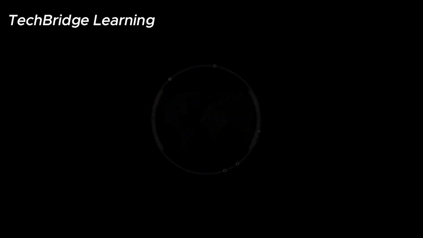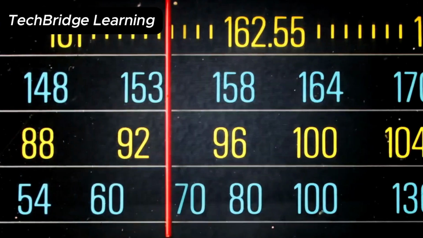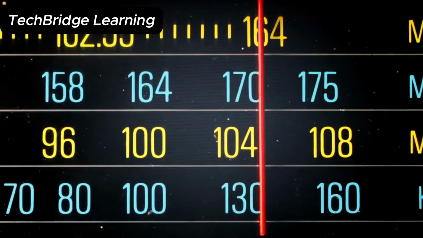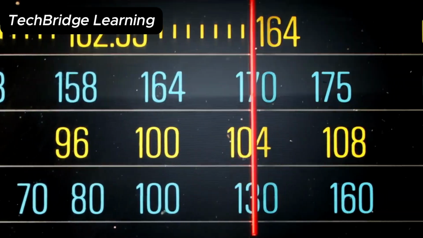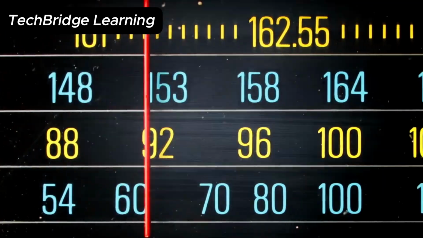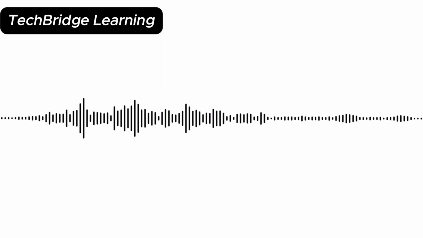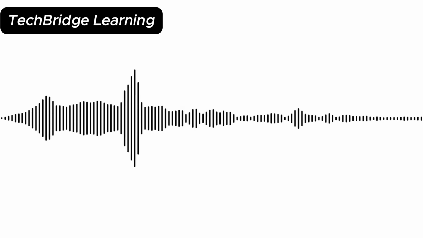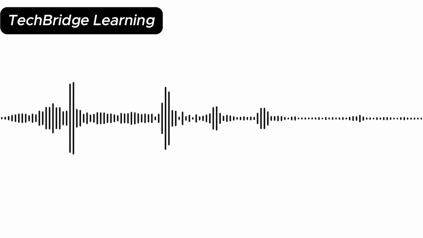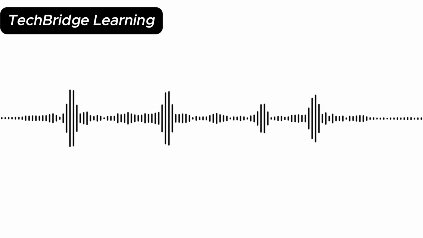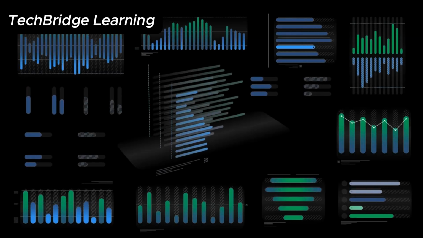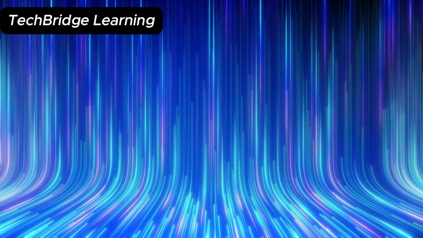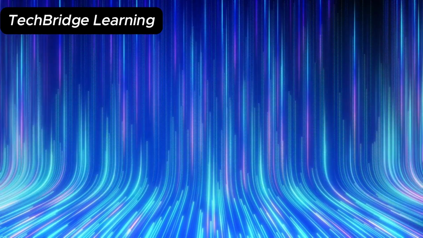Key concepts: modulation. Analog modulation techniques like AM, amplitude modulation, and FM, frequency modulation, are used to encode data onto analog signals. Digital modulation techniques such as QAM, quadrature amplitude modulation, and PSK, phase shift keying, are used for encoding data in digital signals. Bandwidth, frequency range, refers to the range of frequencies that the medium can handle. Higher bandwidth allows for faster data transmission.